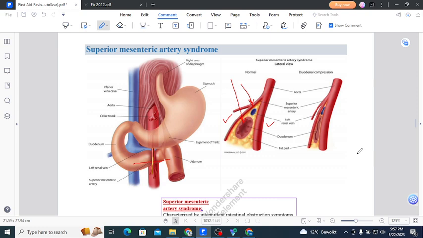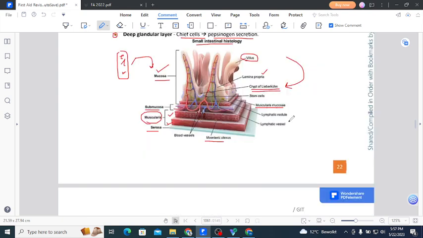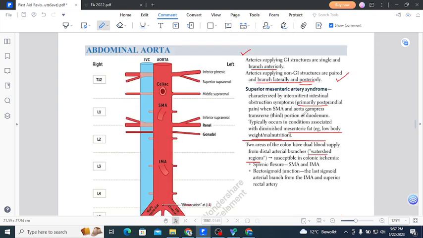Whenever the person is malnourished and there is a decreased amount of fat in the body overall, maybe in an anorexic patient, maybe in a malnourished patient, or maybe in a chronically sick patient, the fat pad is dissolved, and when the fat pad is gone, the superior mesenteric artery comes closer to the aorta, and that compresses the duodenum and the left renal vein, and that has its own share of consequences. Now let's see over here. So you can see that it may result in obstruction symptoms.